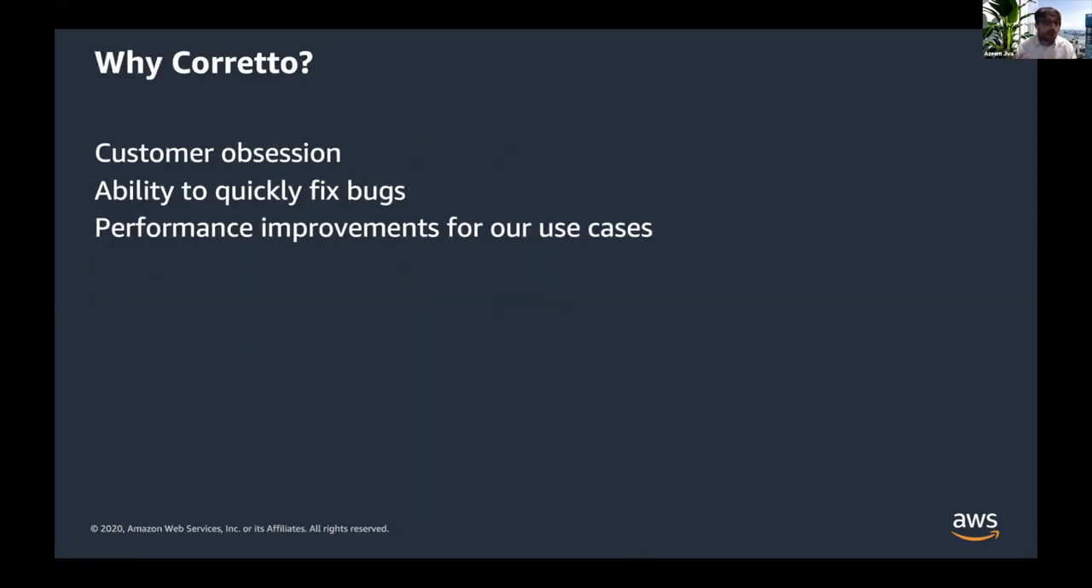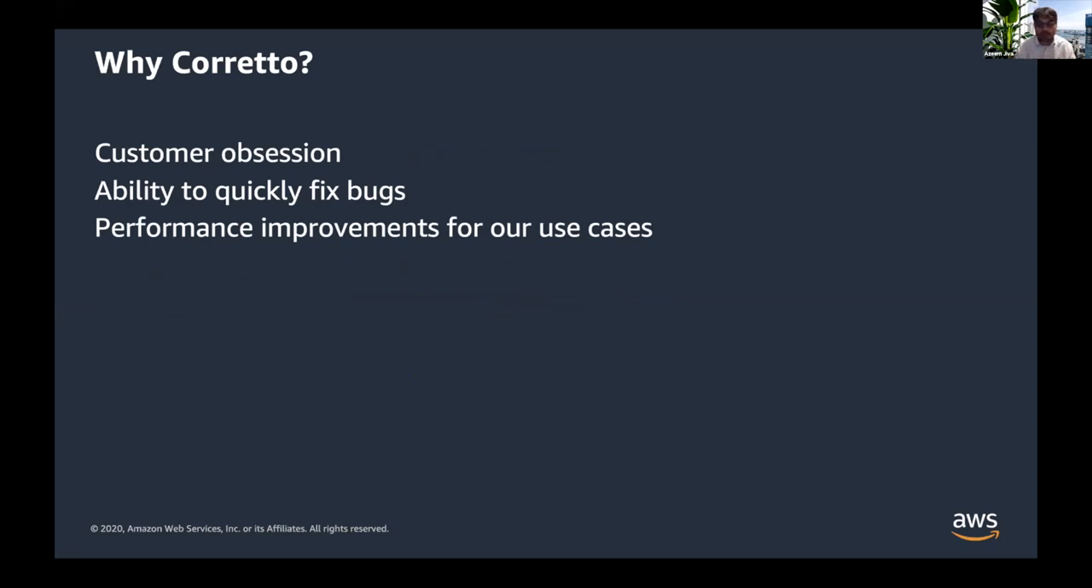So you may ask, well, why Corretto? Why did we do this? So Amazon has 14 leadership principles. What I believe is one of the most important is customer obsession. And 90% or more of the Corretto roadmap is driven by customer needs. And we treat both internal and external customers the same. We are, again, very customer obsessed.